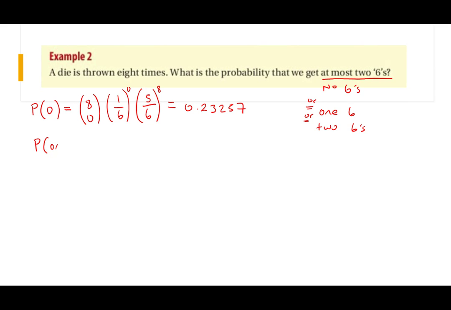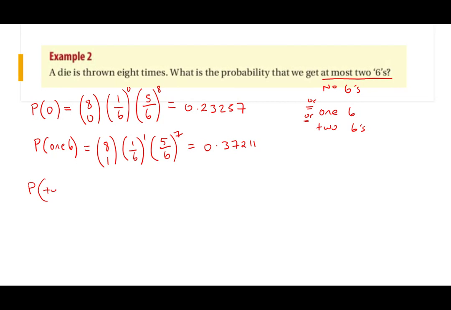The probability of getting one 6. I have 8 and I choose one of those times to get a 6, which means I get only one success, 1/6, and that means I have 7 failures. So I don't get a 6 seven times. That gives 0.37211.